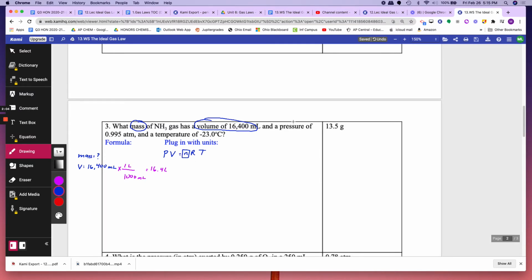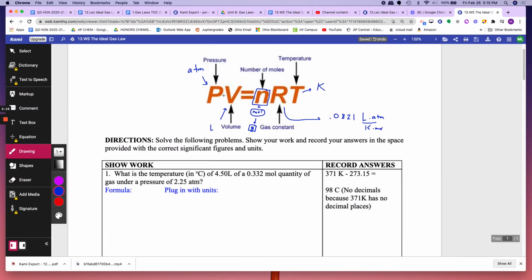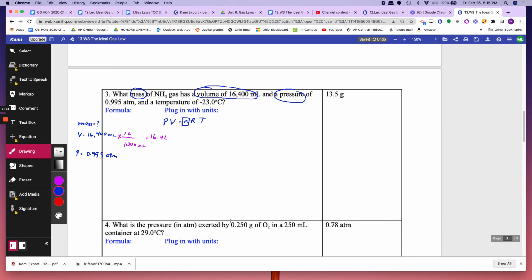Next, they also gave me a pressure. So P is equal to 0.995 ATM, and that's already in ATM, which is what I want for R. I mean, pressure needs to be in ATM because ATM is over here for the R. So I don't have to convert that one. And temperature is equal to negative 23.0 degrees Celsius. I'm going to change that to Kelvin. Add 273.15. I'm going to use all the decimal places in that conversion, and that should give me 250.15. Since this only has one decimal place, I'm going to use 250.2 Kelvin.